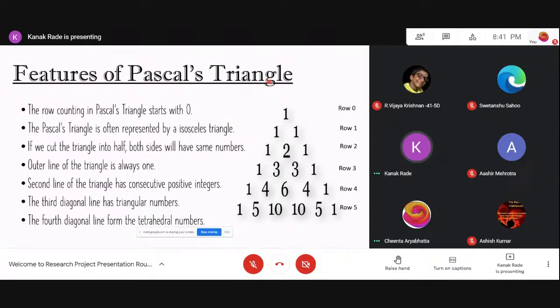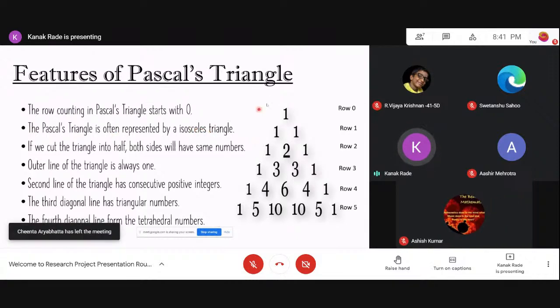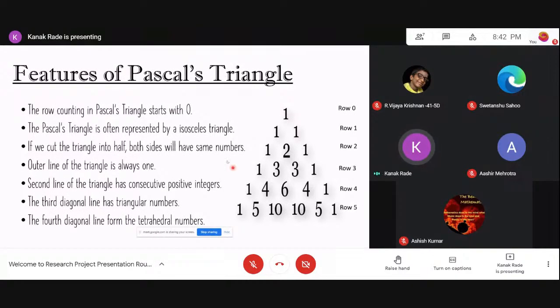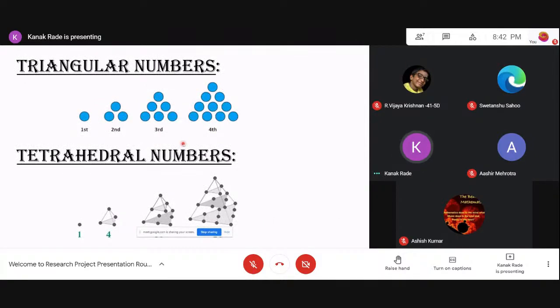Features of Pascal's triangle. The row counting of Pascal's triangle starts with 0. Pascal's triangle is often represented by an isosceles triangle. If we cut the triangle in half, both sides will show the same numbers. The outer line of the triangle is always 1. The second diagonal line has consecutive positive integers. The third diagonal line has triangular numbers. This is how triangular numbers are represented. The fourth diagonal line has tetrahedral numbers. This is how tetrahedral numbers are represented.